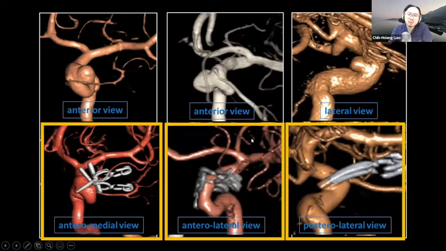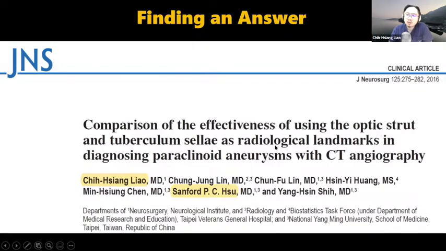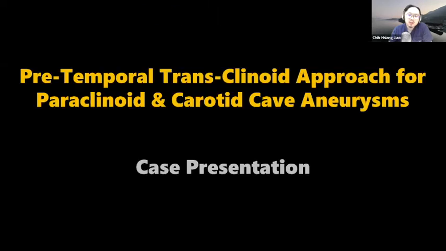This finding was published in the Journal of Neurosurgery in 2016. That's the experience I got from my mentor Sanford. And now what about me? I have my own cases, and I share the surgical video here. We all use the pretemporal transclinoid approach or transcavernous approach. Basically, it's a Dolenc approach for the aneurysm.